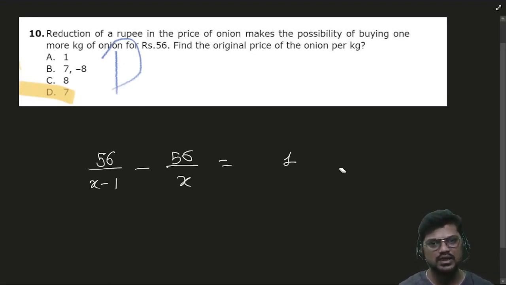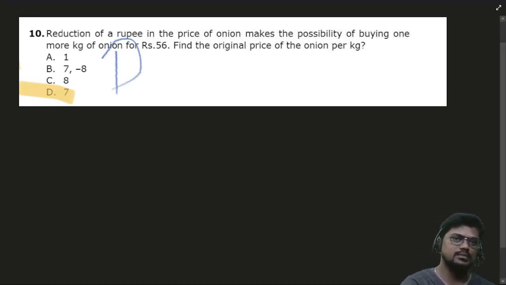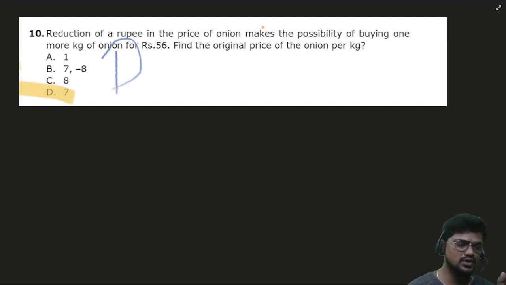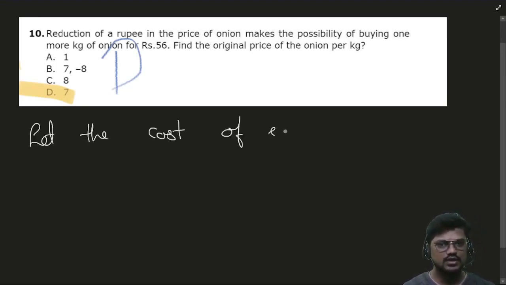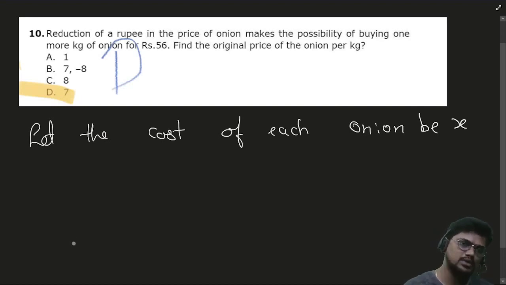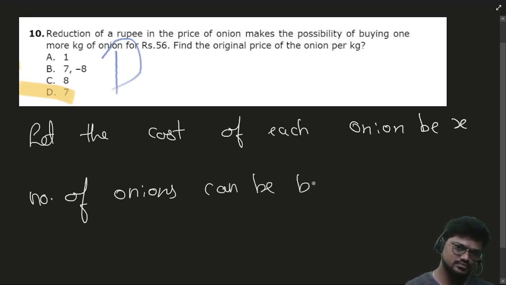So, if any one of you have not understood, I'll explain. See, reduction of a rupee in the price of an onion makes the possibility of buying one more kg of onion for rupees 56. So find the original price of the onion per kg, right? So let the cost of each onion be x. Then what will be the number of onions that can be bought if the cost of each onion is x? It will be equal to 56 upon x.